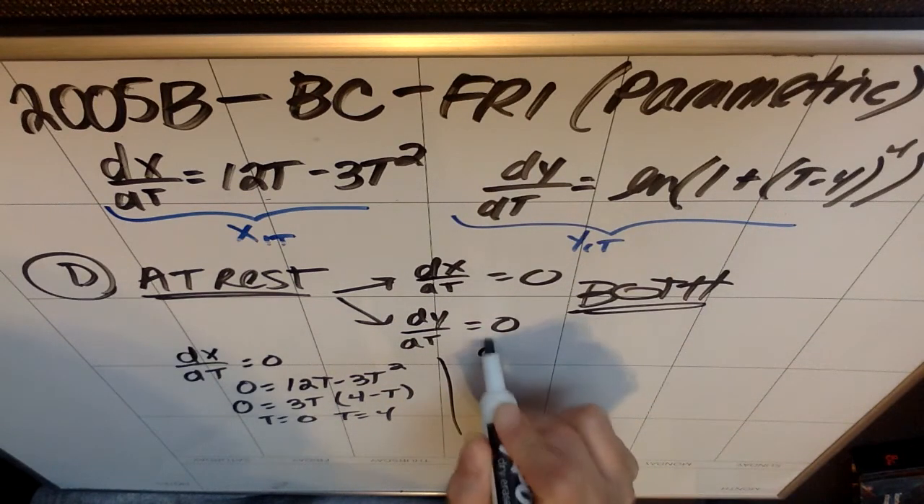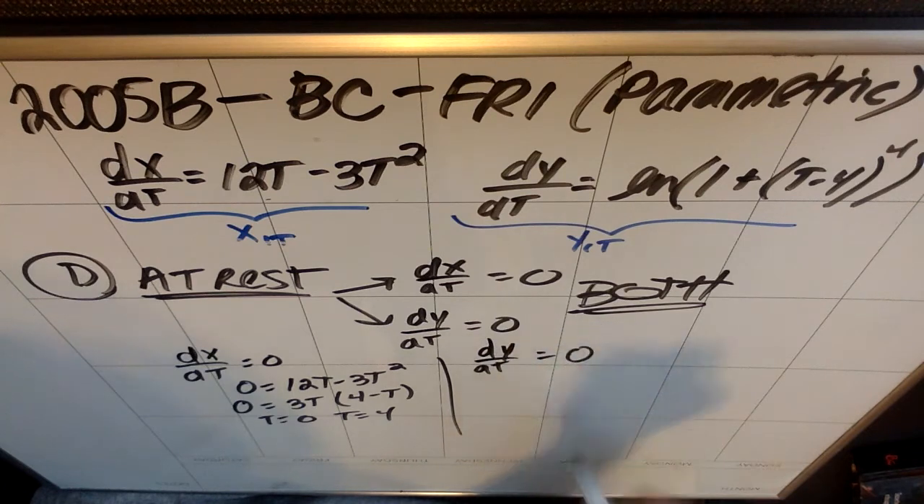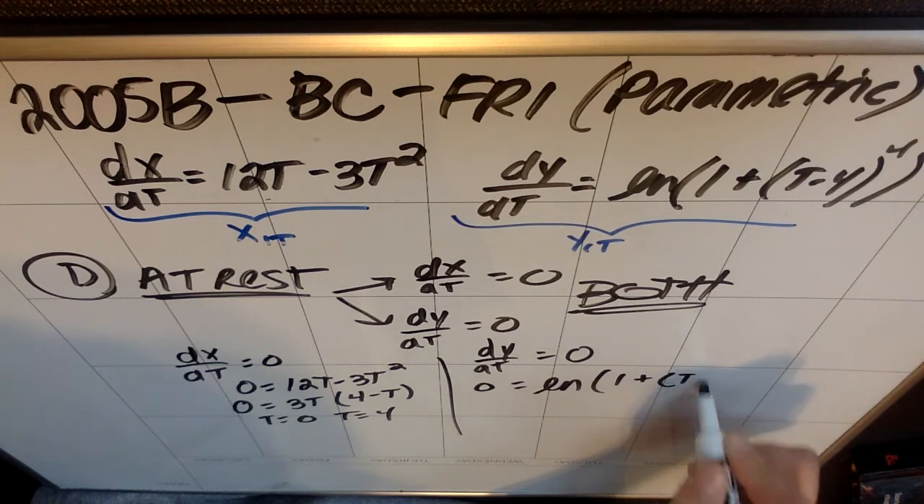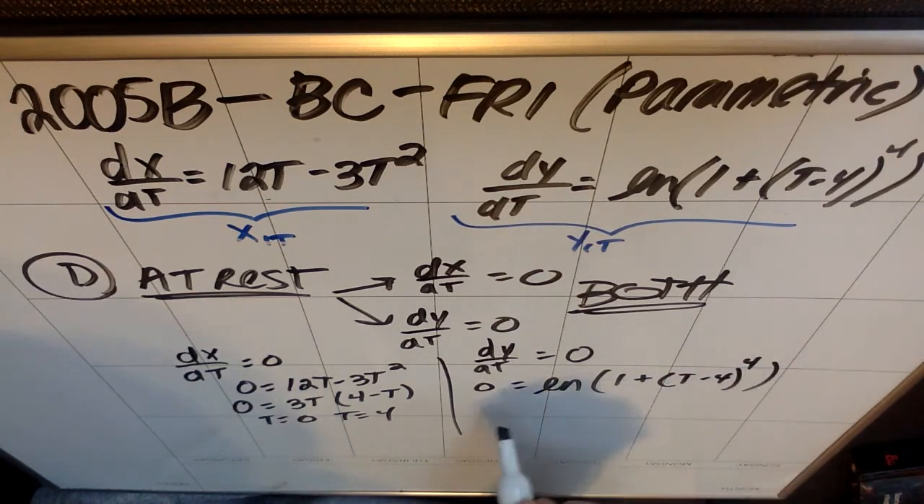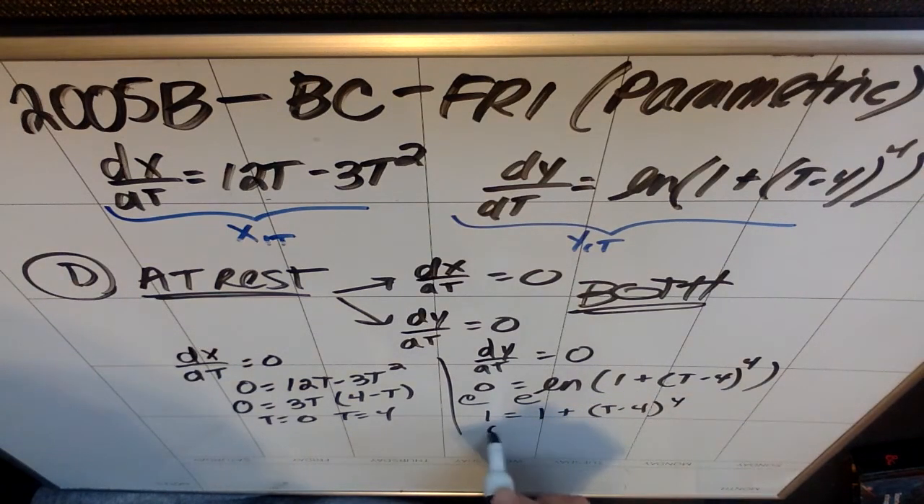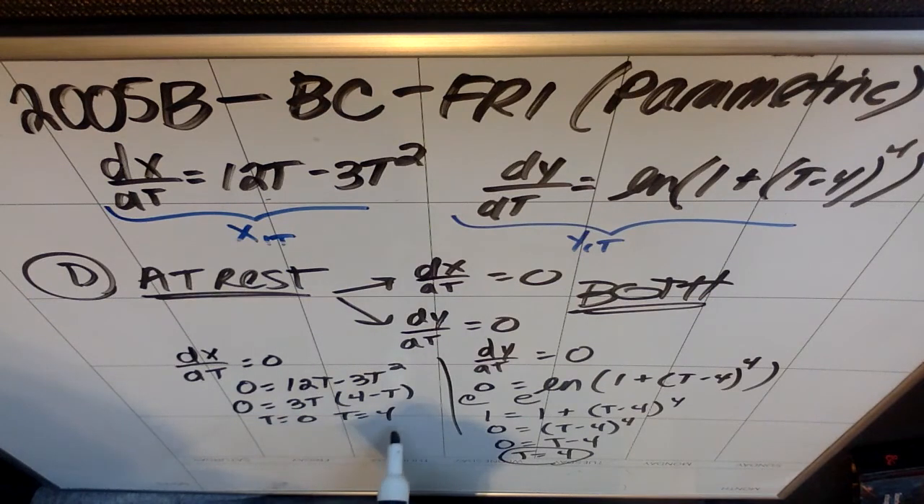Now, it turns out that it's actually not awful to solve dy/dt equals 0, so I'm going to solve it, but you don't have to solve it. There are ways around this if you don't want to. You could have just plugged in to see what happens. So if I want to solve this, I would solve it by exponentiating. So I get 1 equals 1 plus the quantity t minus 4 to the fourth. I subtract the 1 over, and I get 0 equals t minus 4 to the fourth, meaning that 0 has to be t minus 4. Oh, look, t equals 4. So the only time that this side is 0 is at 4. This guy's 0 at both 0 and 4, but to be at rest, both of them must be 0, so the answer is only t equals 4.